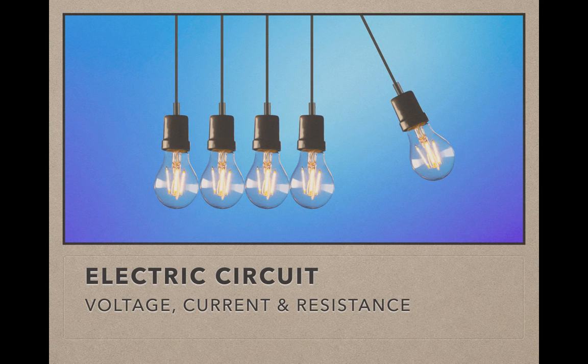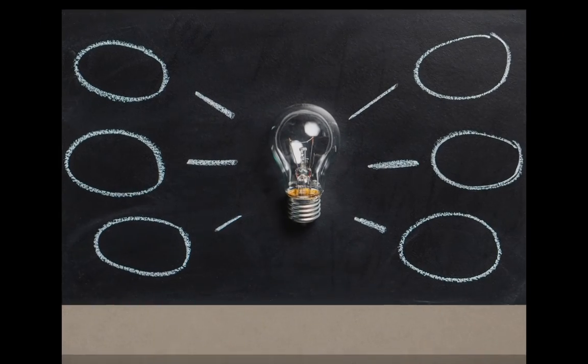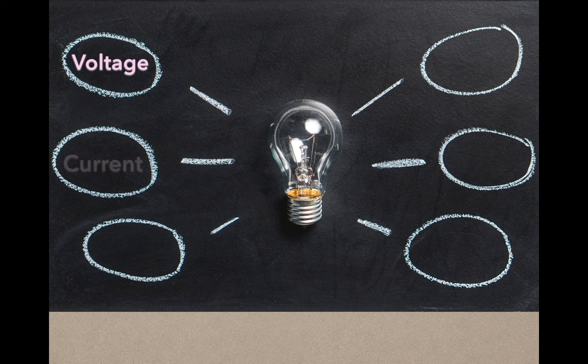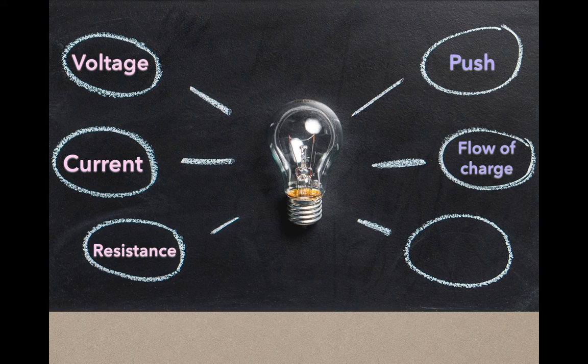This is a quick video on the relationship between voltage, current and resistance for an electrical circuit. So what we're going to do is just take a look at voltage, current and resistance. The quickest way of thinking about these immediately is thinking of voltage as the push, current as a flow of charge, and resistance as the opposition to that flow of charge. So the voltage pushes the current, and the resistance tries to oppose any push of that current.